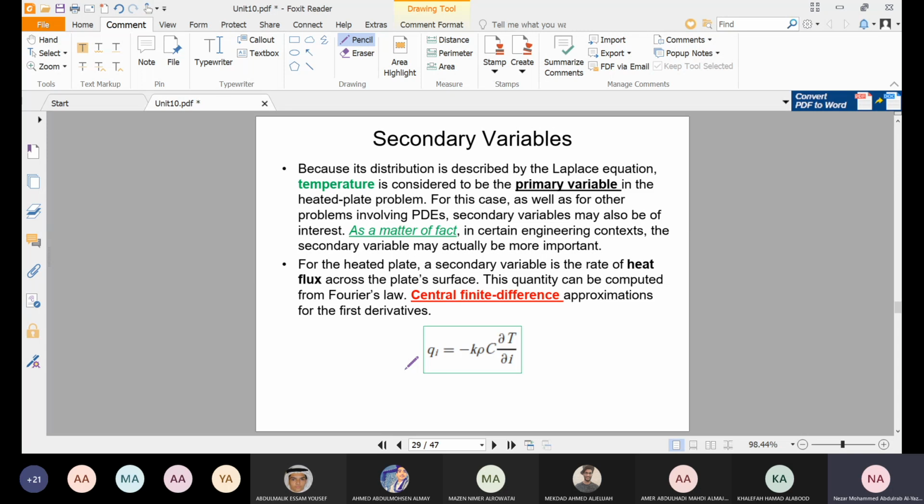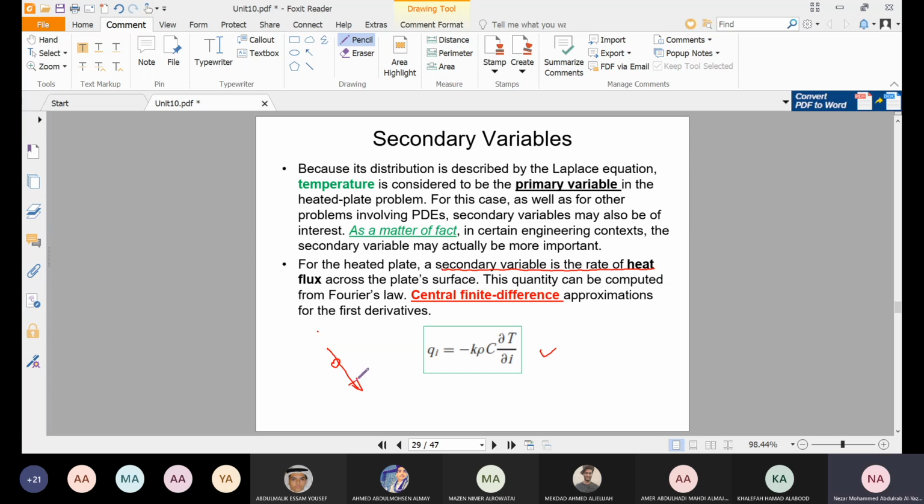So for the heated plate, usually the secondary variable is the heat flux. In the heated plate, the secondary variable is the rate of the heat flux across the plate surface. And the equation of this heat flux is given by this one. So at any node, we want to find the direction of this flux and the magnitude of this flux, the value of this flux. How can we do this?